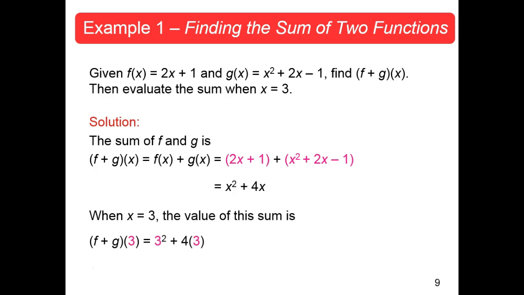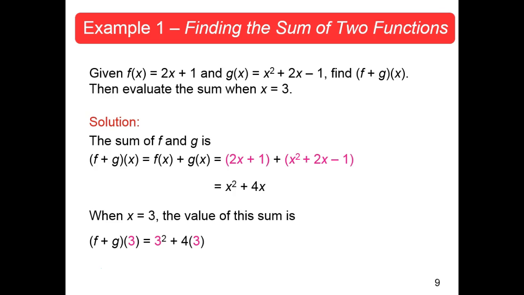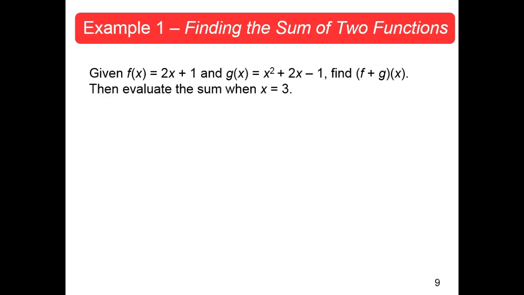Now, the second part says, when x equals 3, the value of that sum, f plus g of 3, would be plug in 3 squared plus 4 times 3, and that gives you 21. Perfect. Any questions on that? Now, we did a little bit more, but they didn't, okay? They're pretty lazy. All right. Now, they're skipping example 2, 3, 4.